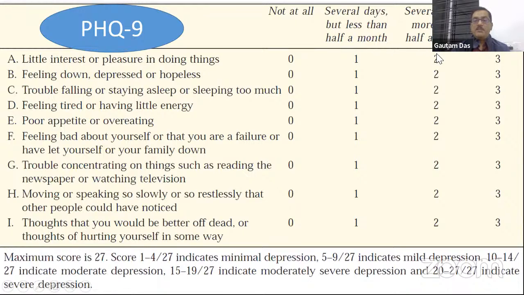More than half of a month, then it is 2. That means less than 15 days, it is 1; more than 15 days, 2; and daily, then it is 3. And the other questions: little interest or pleasure in doing things, feeling down, depressed or hopeless, trouble falling or staying asleep, or sleeping too much. So either of those is important, whether sleeping too much or not being able to sleep at all.